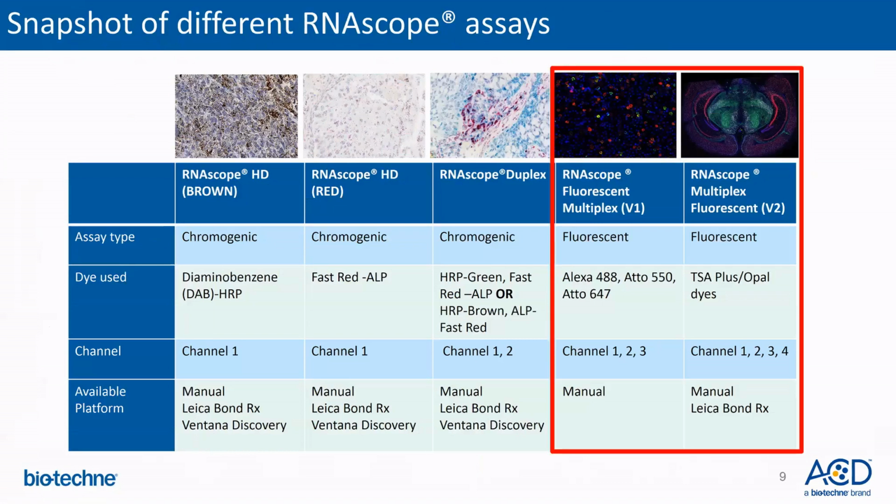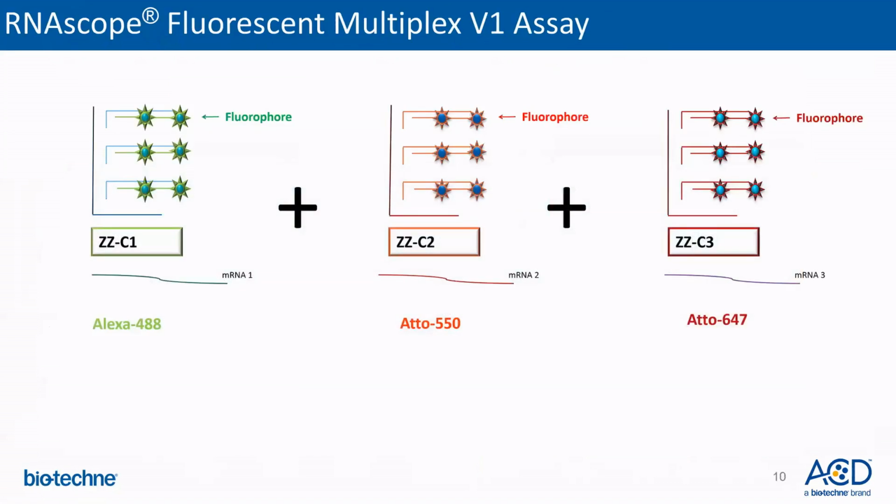I will now give a brief overview of the technology for the version 1 and the version 2 fluorescent assay. The multiplex fluorescent version 1 assay consists of an assay which can detect up to 3 targets at a time and has directly conjugated fluorophores as shown here. Please note C1, C2, and C3 in this case represent 3 different target probes.